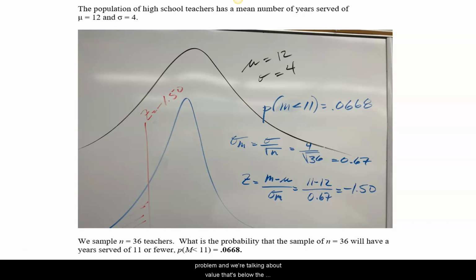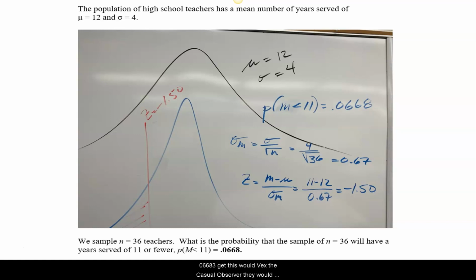This is the same as the blue whales problem. And we're talking about a value that's below the mean. And of course, the black and the blue curve have a mean of 12. And then I'm going to the left of that. I'm going less than, so we know it's a tail value. And sure enough, I got a z-score of negative 1.5, and that tail value is 0.0668.